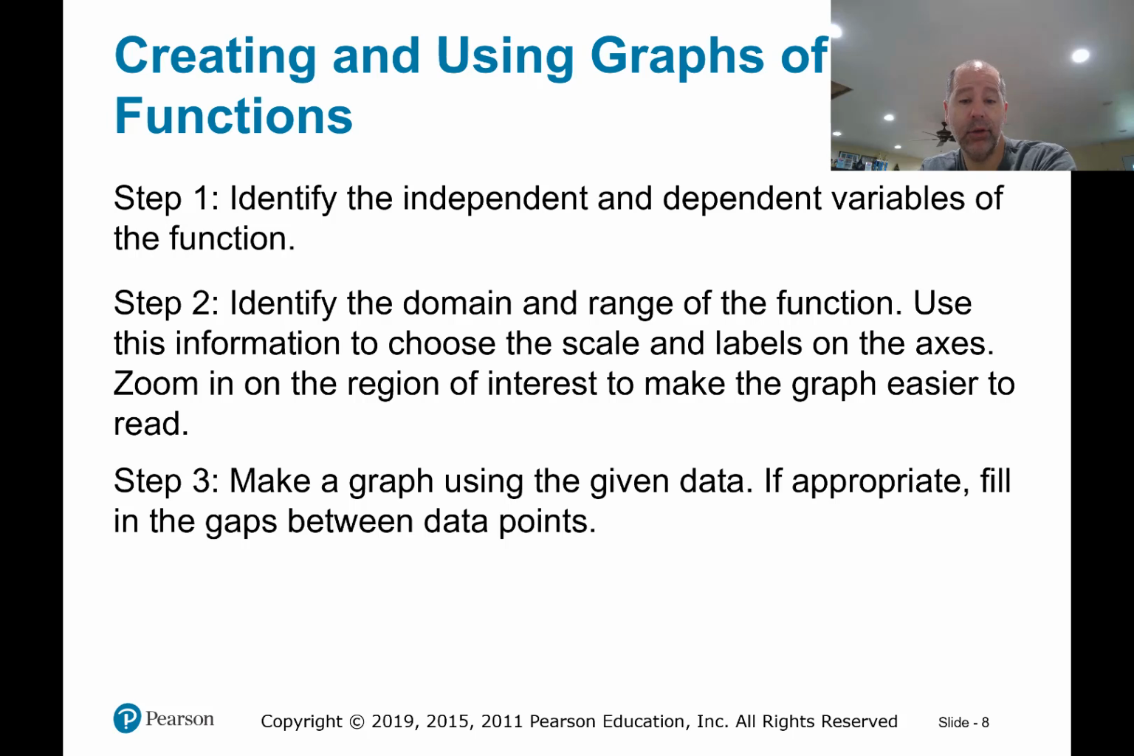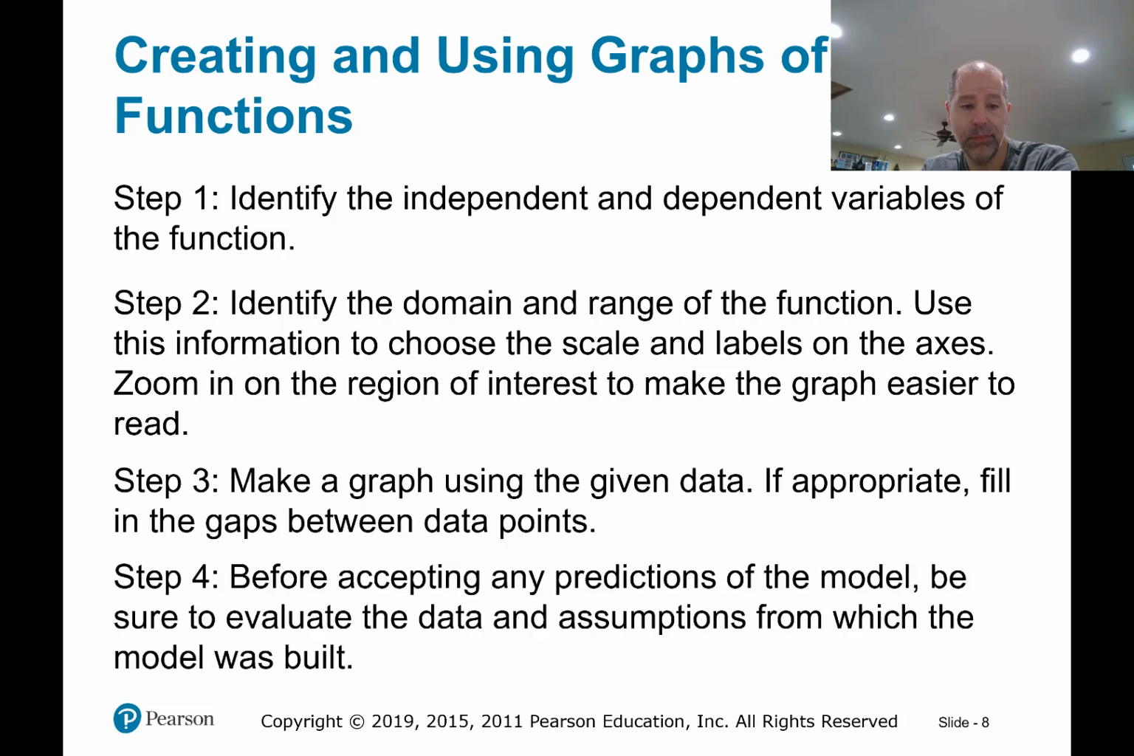3, make the graph using the given data. If appropriate, fill in the gaps between data points. And 4, before accepting any predictions of the model, be sure to evaluate the data and assumptions from which the model was built. Make sure that they are still acceptable and reasonable.